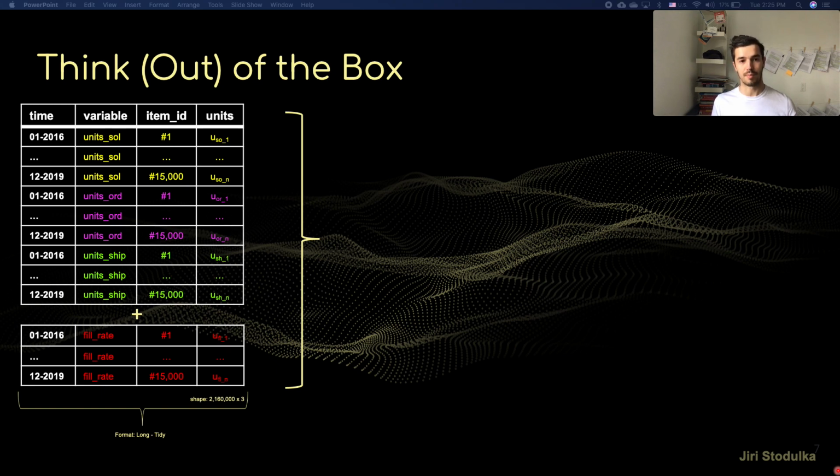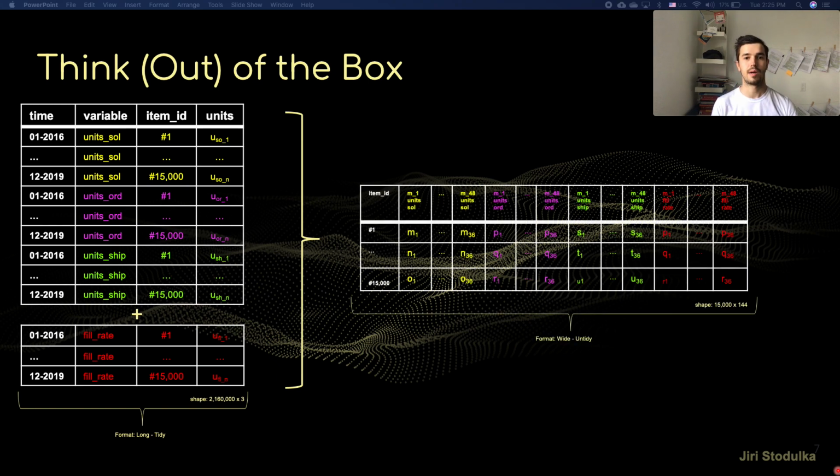But remember, this is a long format and only 5 variables collected for 48 months. Not a lot. But I got inspired in deep learning from time series data, where time series data is actually stored in wide format. In this way, I then managed to have 15,000 rows and 144 columns.